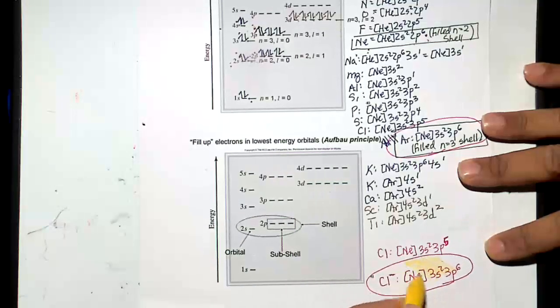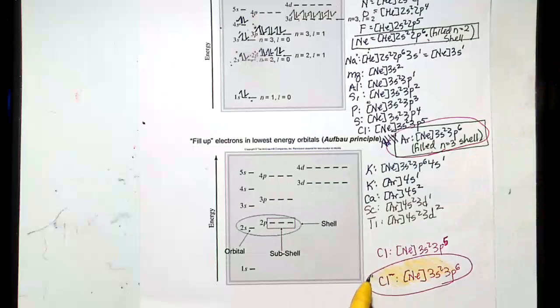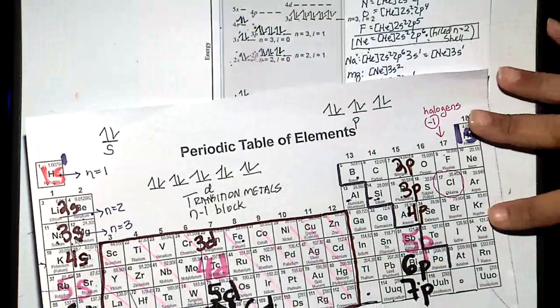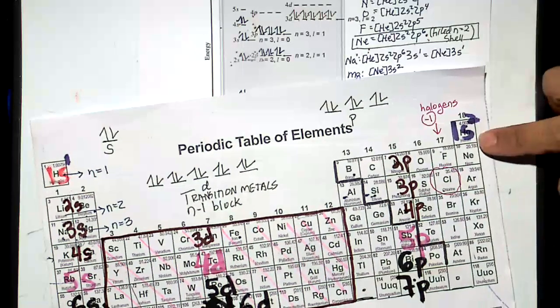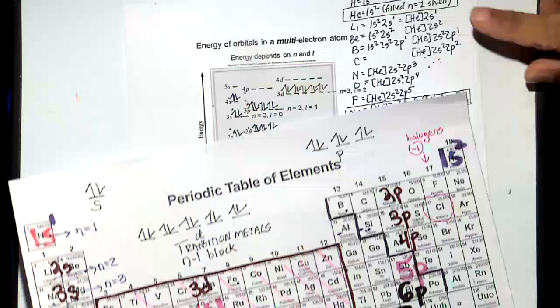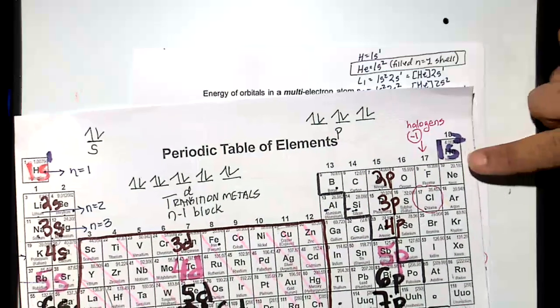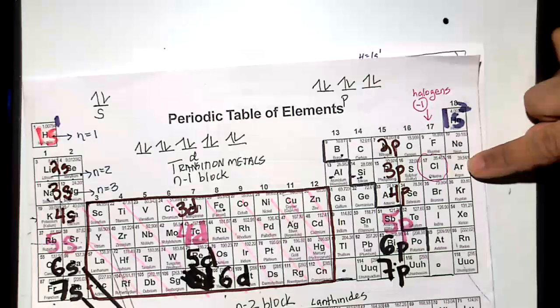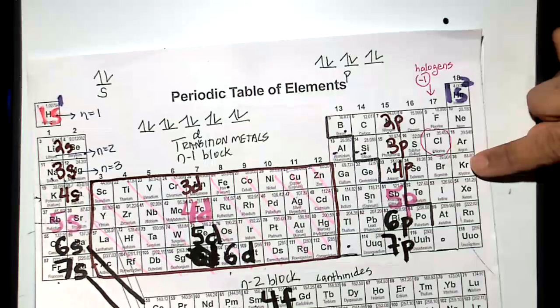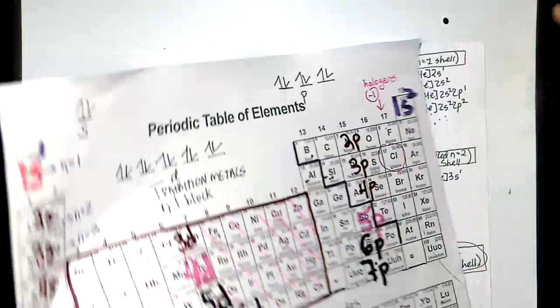So you see here, why does chlorine like to be -1? Because Cl minus is noble, noble to the noble gas argon. These are noble because they have a filled shell. Helium has a filled n equals 1 shell. Neon has a filled n equals 2 shell. Argon has a filled n equals 3 shell. Krypton has a filled n equals 4 shell, on and on.